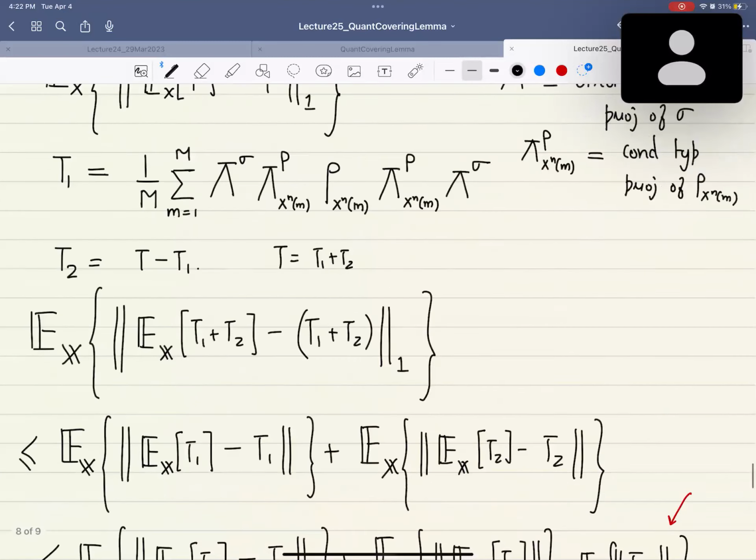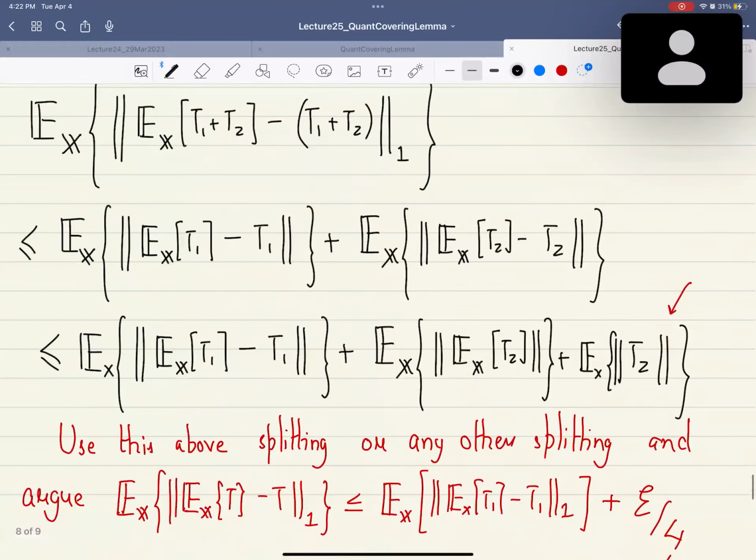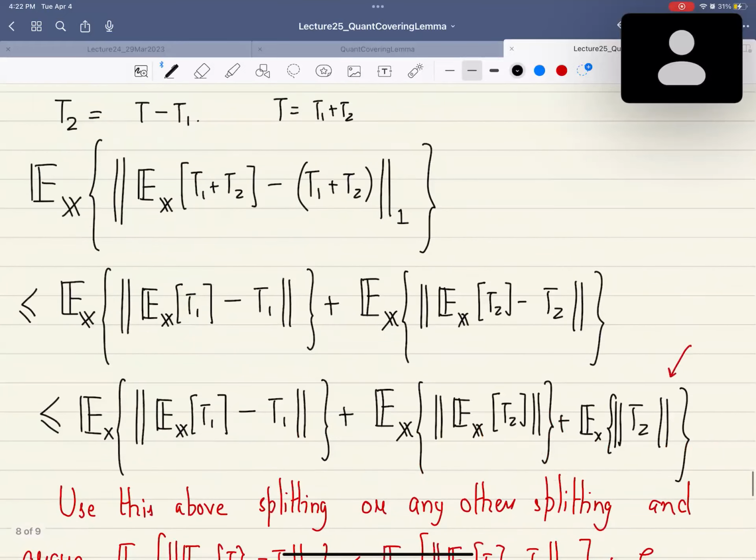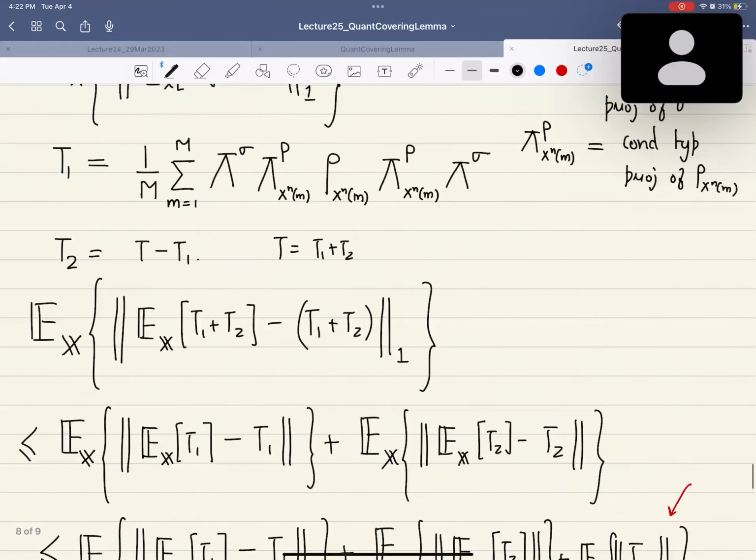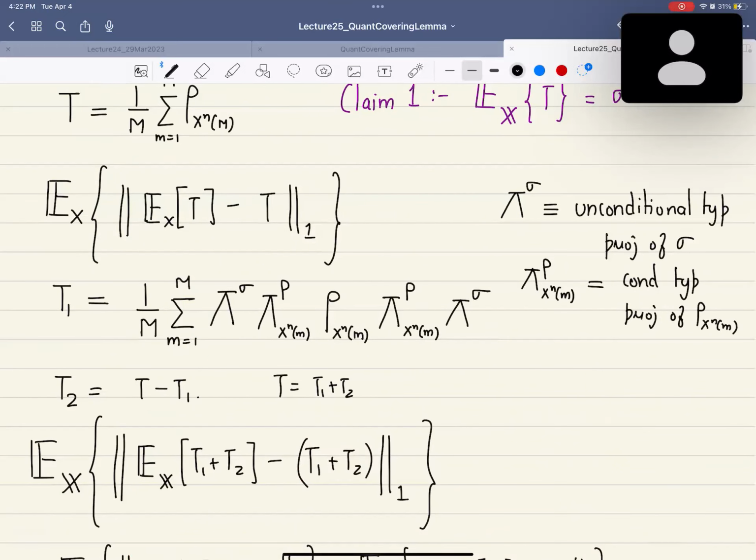Yeah, this should actually work. If I take my T2 to be T minus T1, this should work because you will take xn of m as typical and not typical. If xn of m is not typical, then both the terms are going to be small.